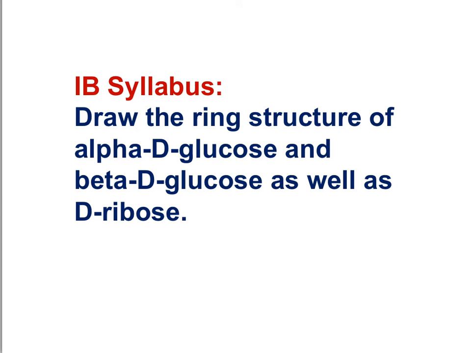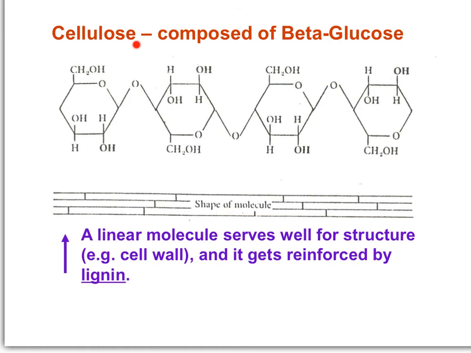Now I've come back to this IB syllabus statement because I've not emphasized beta-D-glucose. Beta-glucose is an important monosaccharide in the formation of cellulose, plant cell wall. Your task is to be able to draw the ring structure of alpha-D-glucose, beta-D-glucose, and ribose. Now cellulose is a polysaccharide composed of beta-glucose molecules. The shape of the macromolecule is linear, a fine shape for its structural function as plant cell wall.